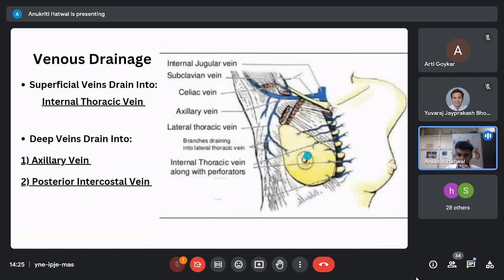Here they form an anastomotic venous circle where the veins divide into a superficial and a deep set of veins. The superficial set of veins drain into the internal thoracic vein, whereas the deep set of veins drain into the axillary vein and the second, third, and fourth posterior intercostal veins. So this was all about the blood supply of the breast. Let's move on to the lymphatic drainage.